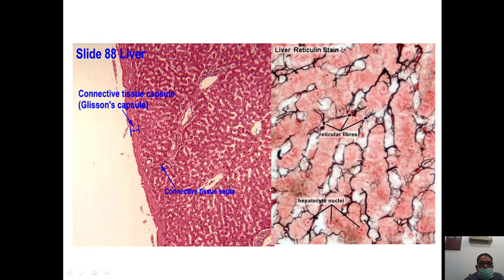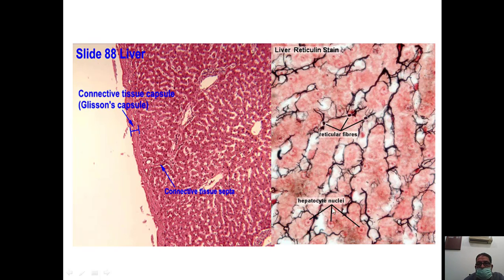These are the central veins. These are the portal triads. This is the central vein of the hepatic lobule. So this moves inside, dividing the parenchyma of the liver into multiple lobules.